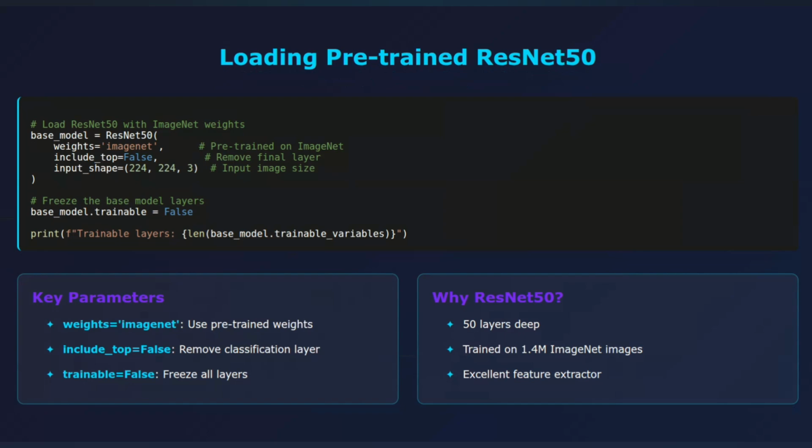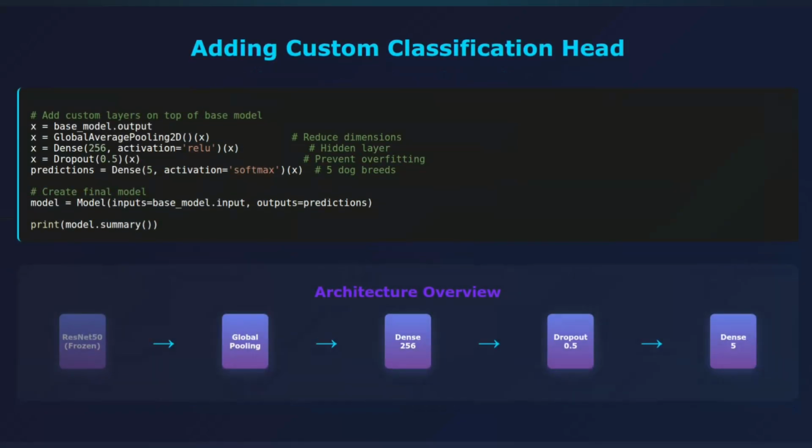Now comes a crucial step. We freeze the base model's layers. This means these layers won't be updated during training. We're using them as fixed feature extractors. Why freeze? Because these layers already know how to detect edges, textures, and basic shapes, features that are useful for any image recognition task.